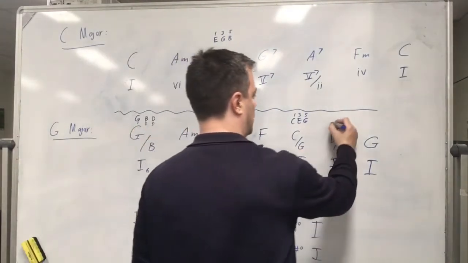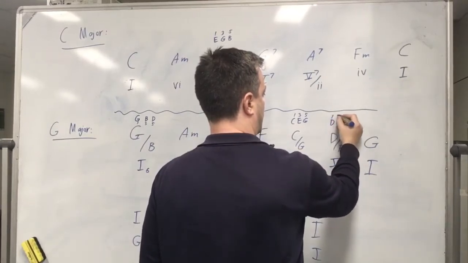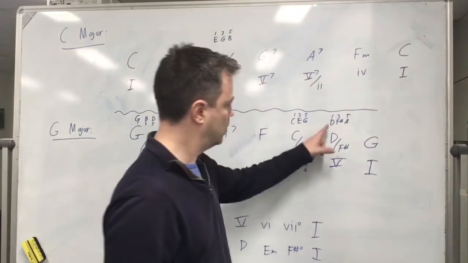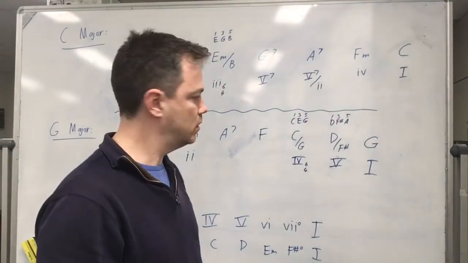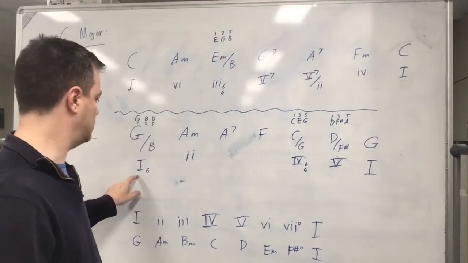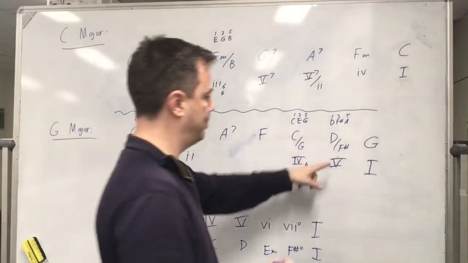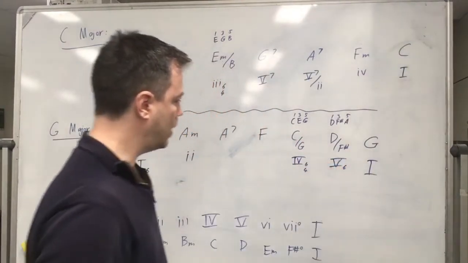D chord. D, F sharp, A, 1, 3, 5. We can see the third is in the bottom, which makes it a first inversion chord. And that requires the number, like our one over here, first inversion. When the third is on the bottom, that requires the number 6. Okay, cool, we're getting there.